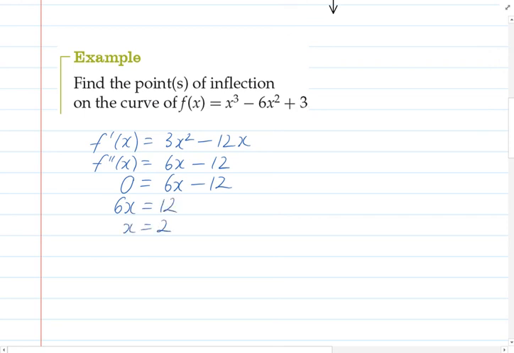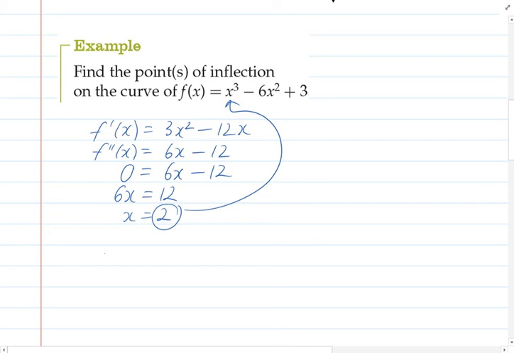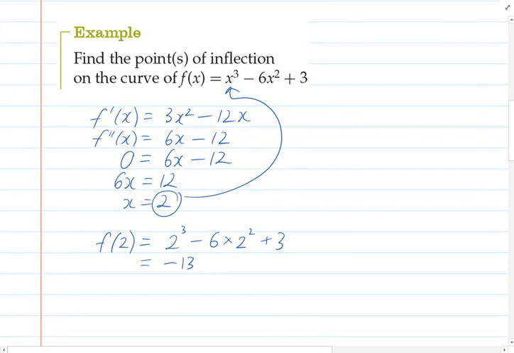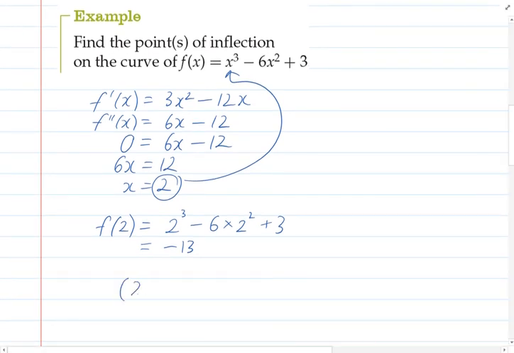And if we're looking for a point, that means that we need to find a y value, and so we'd have to substitute this into our original equation instead of x. So let's put 2 in for our original equation. We'd have 2 to the power 3 minus 6 times 2 to the power 2 plus 3. So that would be 8 minus 24 plus 3, so that would be negative 13. So our point of inflection would be at (2, -13). So that's all we have to do to find a point of inflection.